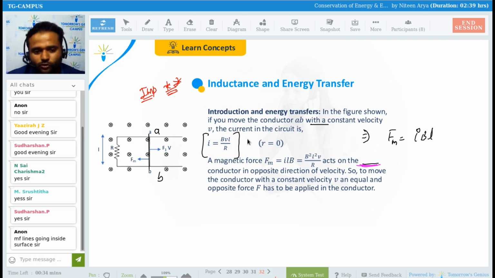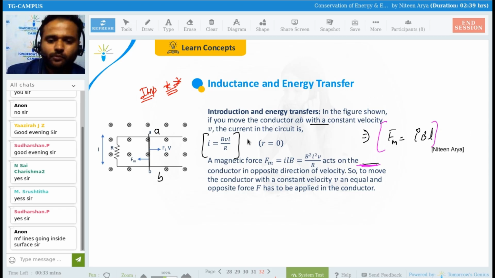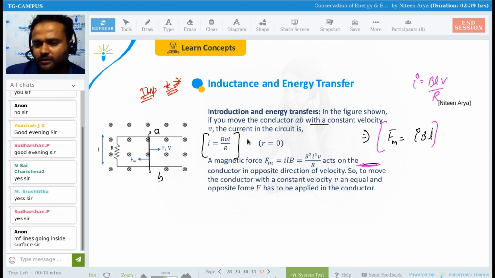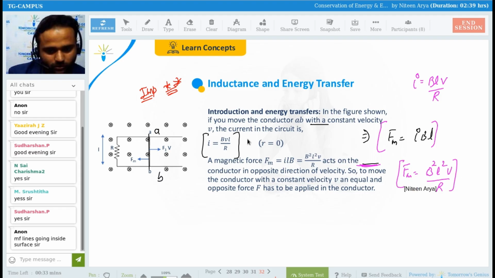Due to this induced EMF, due to this induced current, a magnetic force is going to be generated. Why so? Because this current is flowing in an existing magnetic field. Whenever a current passes through an existing magnetic field, a magnetic force is going to be generated, and this is my magnetic force. Putting the value of I as BLV upon R, we get Fm, the magnetic force, equals B square L square V by R. Simple, fair enough till now.